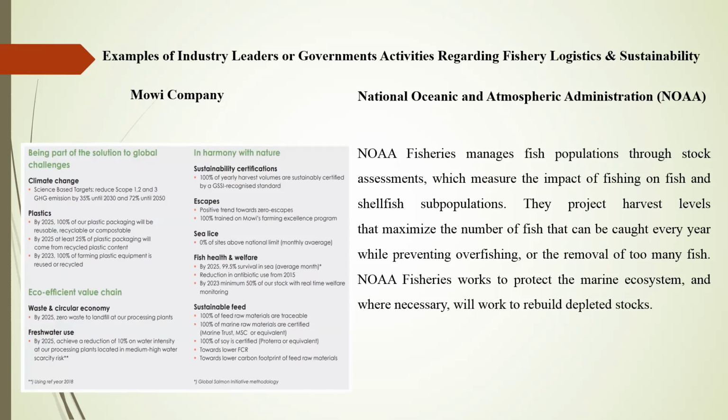There are two examples here of the activities that the big companies and the governments did regarding sustainability. Moby Company has a sustainability strategy called the Blue Revolution Plan. Based on this plan, they have some commitment to be part of the solution for the global challenges like climate change, plastics, and freshwater use. Or NOAA Fisheries, which manages fish populations through stock assessments, which measure the impact of fishing on fish and shellfish populations. Of course, there are more examples in the PDF file if you'd like to know more.